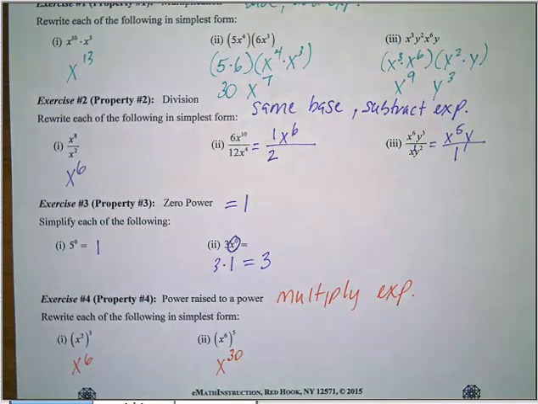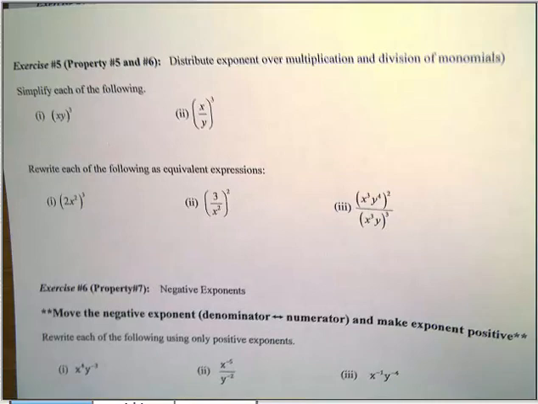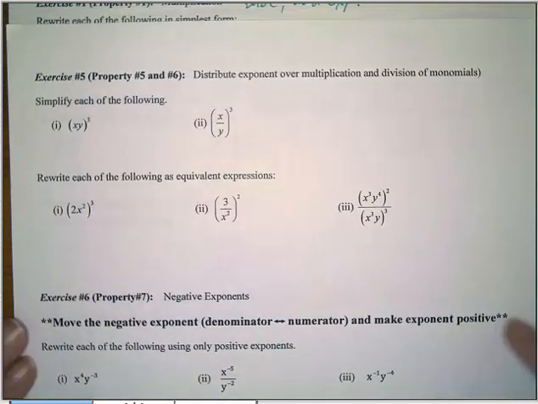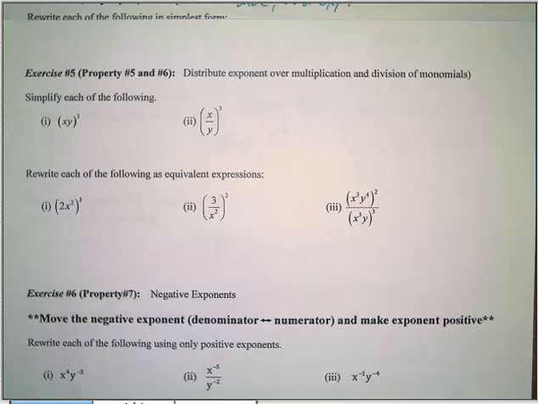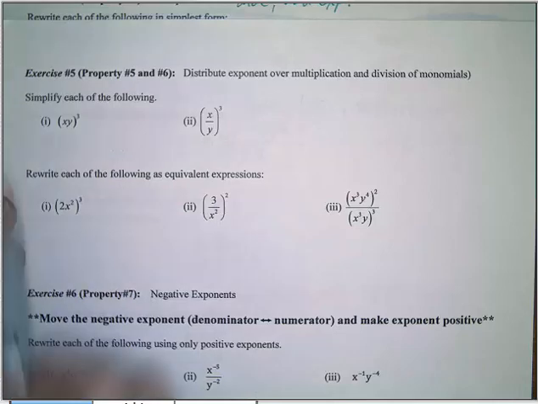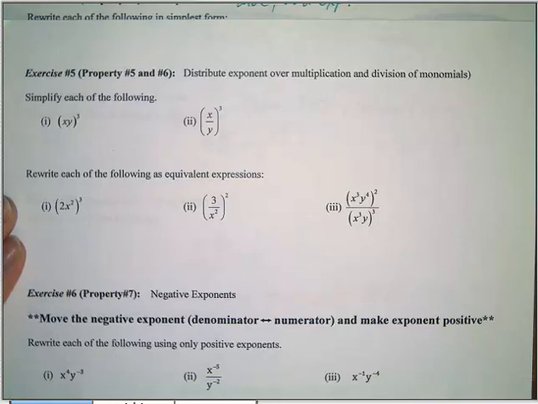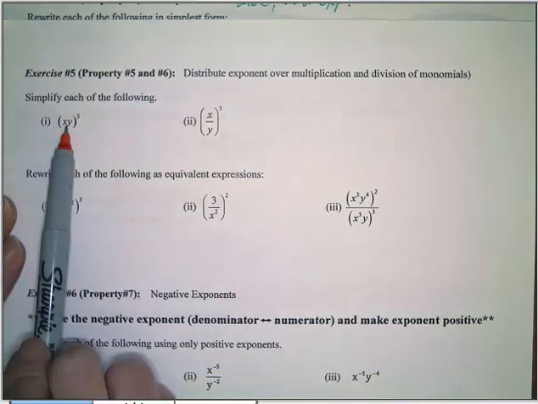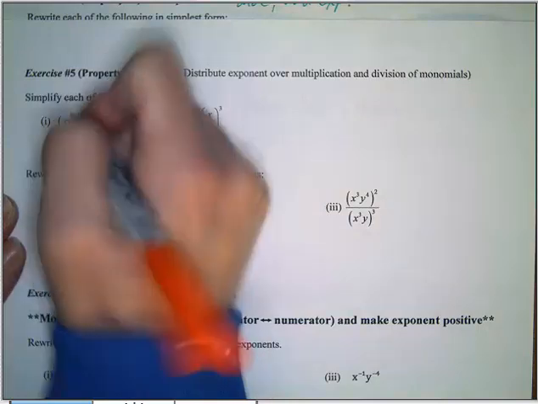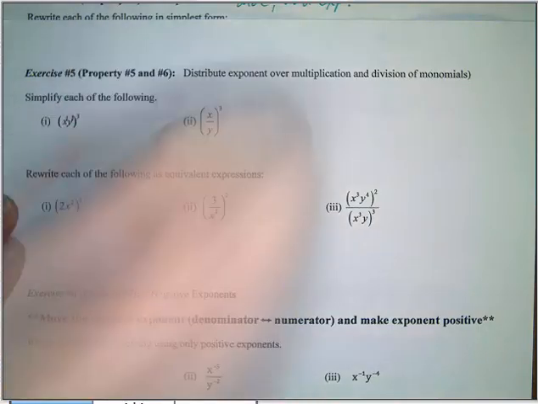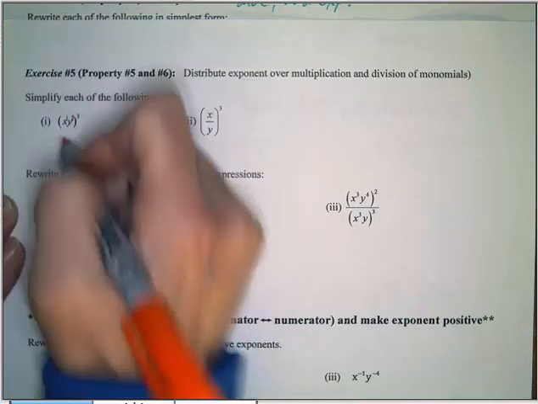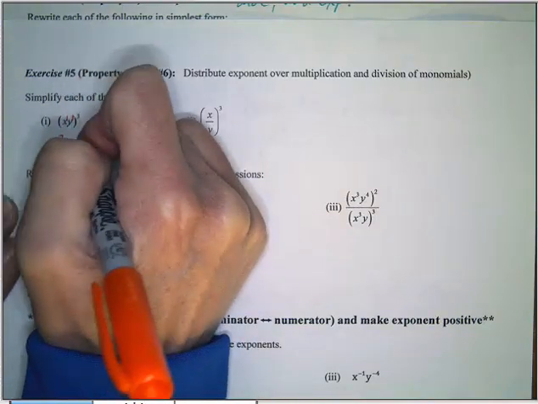Now exercise 5, property 5 and 6. We're going to distribute the exponent over multiplication and division of monomials. We're going to simplify each of the following also. So when I have an operation inside, unlike the previous one, I can't just multiply the exponents and leave it. There's multiplication in here. So I have to give this exponent to both of the bases, and their exponents are 1. So I have x to the 3rd and y to the 3rd.